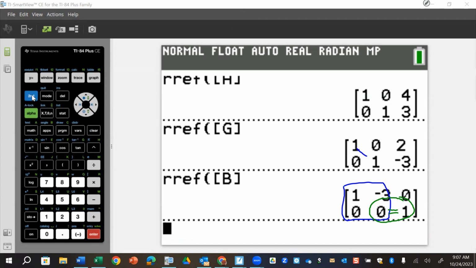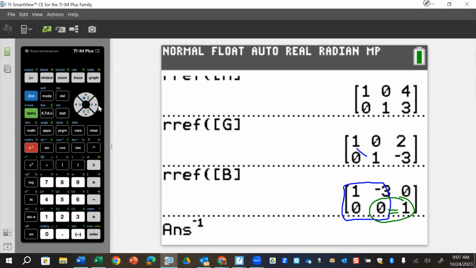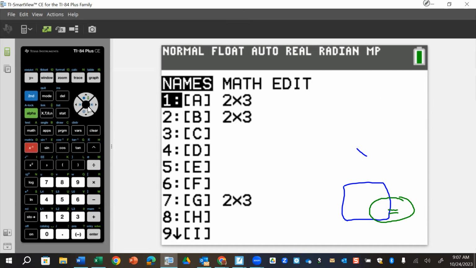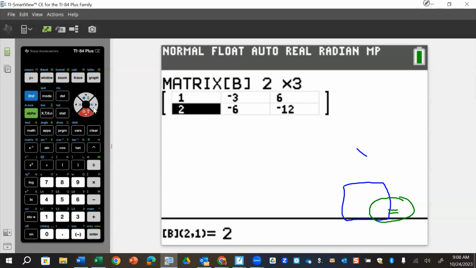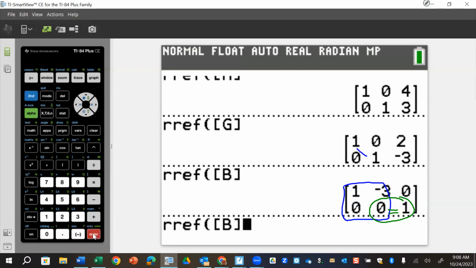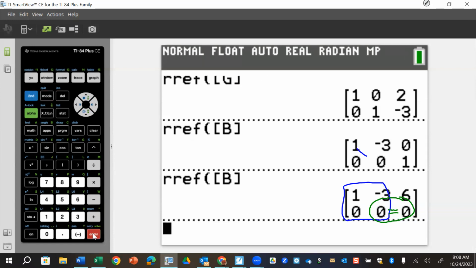All right, let me go back and check. Be my watchdog. What did I type in wrong here? Negative 12. Thank you. Struggle bus. Here we go. All right. So now, do you see the identity matrix?